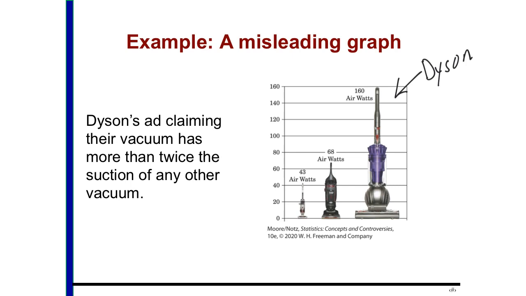Now, the way their picture is made, they're making it seem like it's so much more, because in order to keep the scale right, when you're making the vacuums taller, you make the width bigger. So this one has a much larger width than these two. Whereas if you're looking at it with a bar chart, it would look cleaner. It would not make it seem like there's such a big difference between the different vacuums.